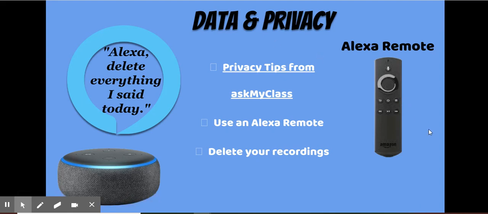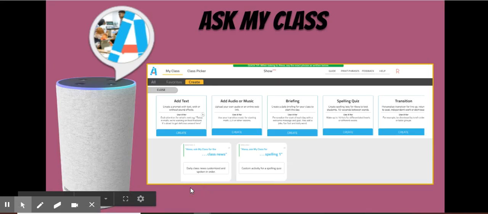The Alexa remote will allow you to only press the button when you want to talk or when your students want to talk. You can also go into the app settings and delete your recordings that you've done for just the day or for the whole time. You can even set yourself a reminder to say, Alexa, delete everything that I had said.